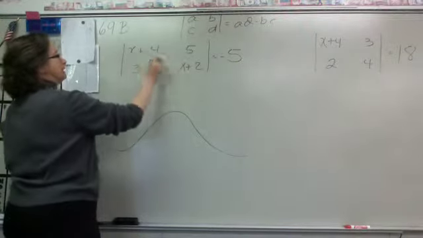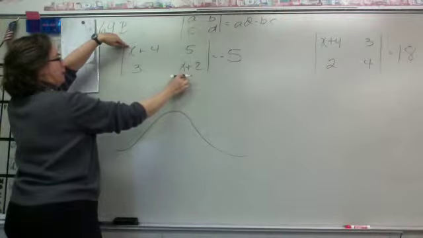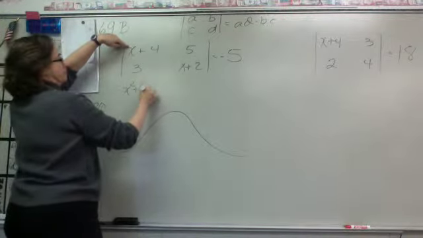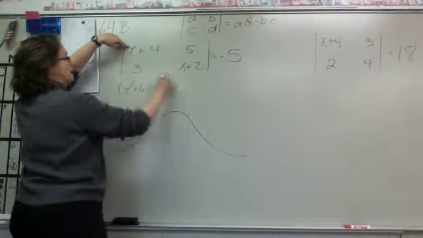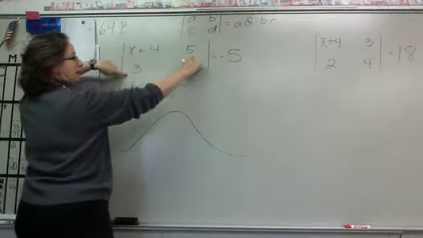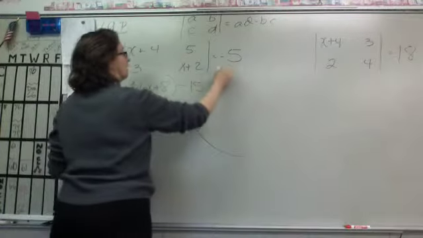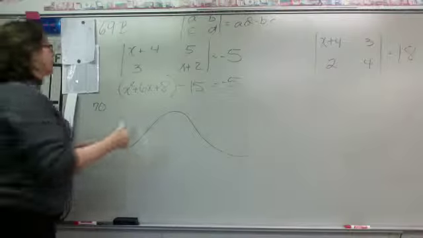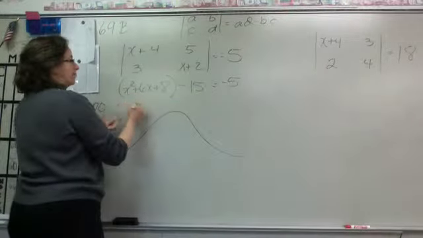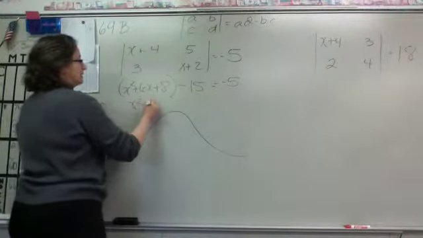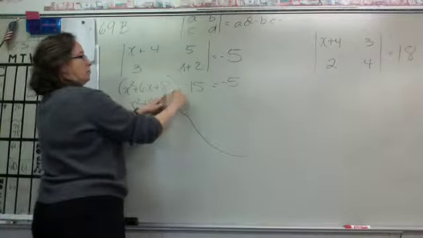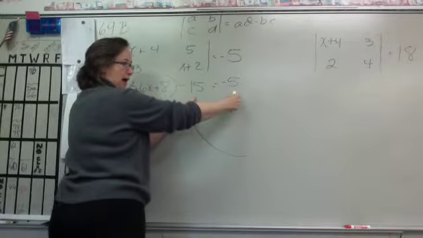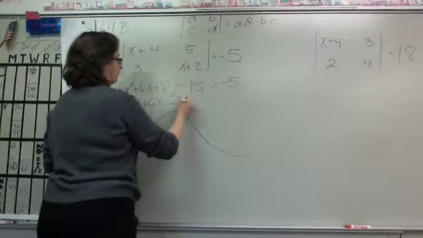When I multiply these two together, I can FOIL them, right? What will I get? X squared plus 6x plus 8. Very good. And then I'm going to take that and subtract what? 15 equals negative 5. So now when I finish this, I'm going to get what? X squared plus 6x minus 7 plus 5 minus 2.